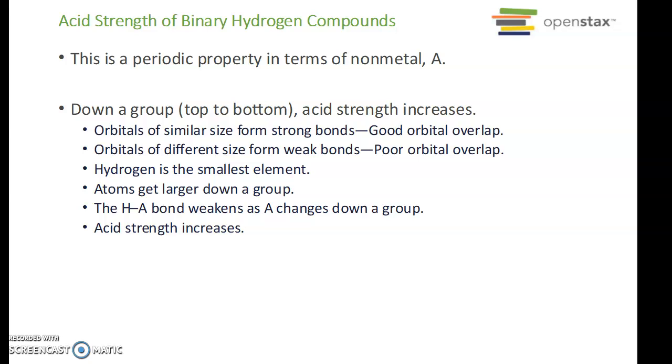Going down a group, in other words from top to bottom, the acid strength is going to increase. The reason for that is that orbitals of similar size form strong bonds, because you've got good orbital overlap. Orbitals of different size form weak bonds, because you've got poor overlap. Hydrogen is the smallest element, and atoms get larger going down that group. So the HA bond weakens as A changes going down that group, and the acid strength increases.